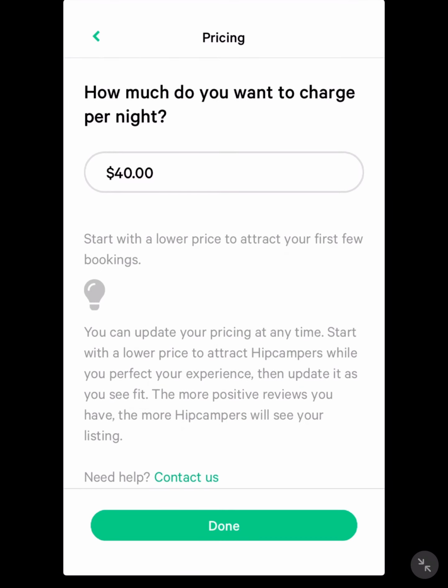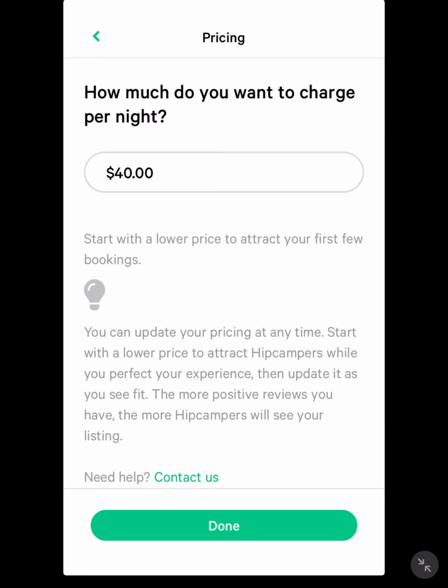Again, do your research, look at the map, see what other campsites are charging. But again, start low, start slow, start getting those reviews, those pictures, that verification. It took me a while to become star host here with Hipcamp, to get a little check mark saying that I'm a verified campsite. All these things will help you eventually be able to charge a premium for your location.